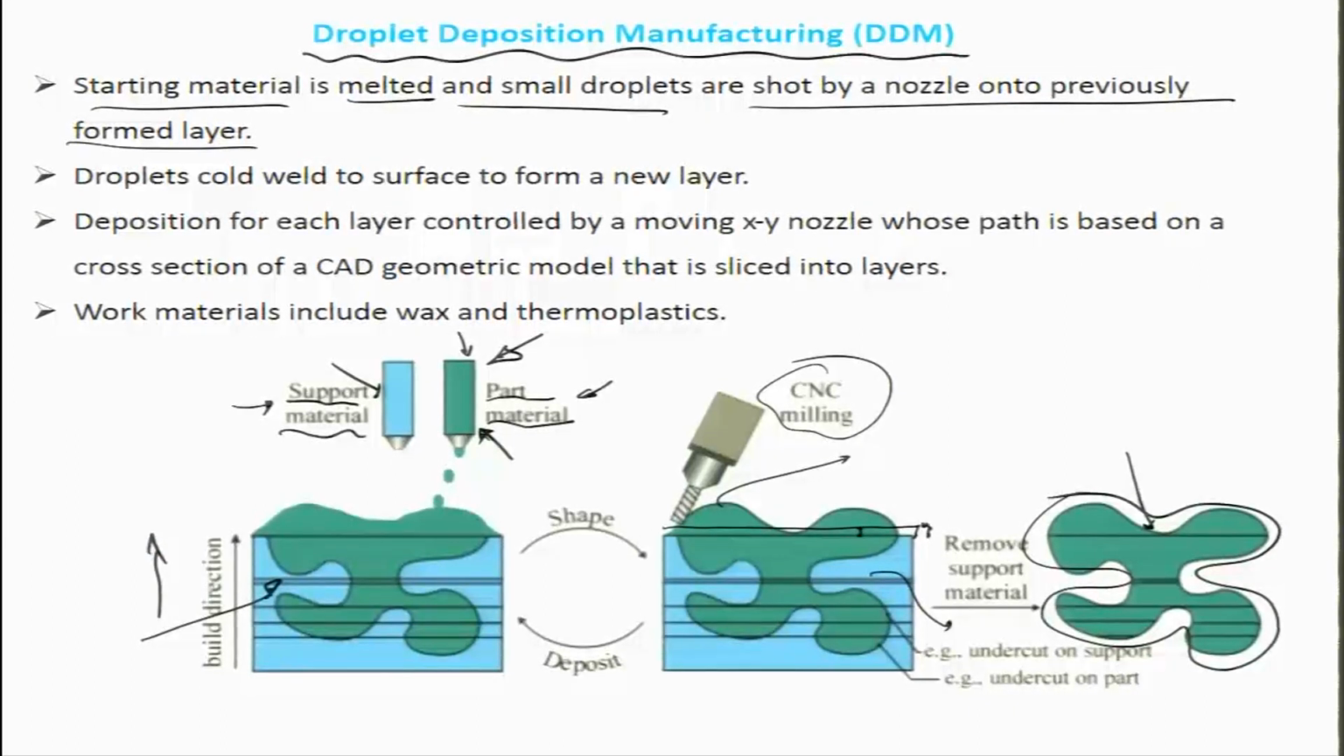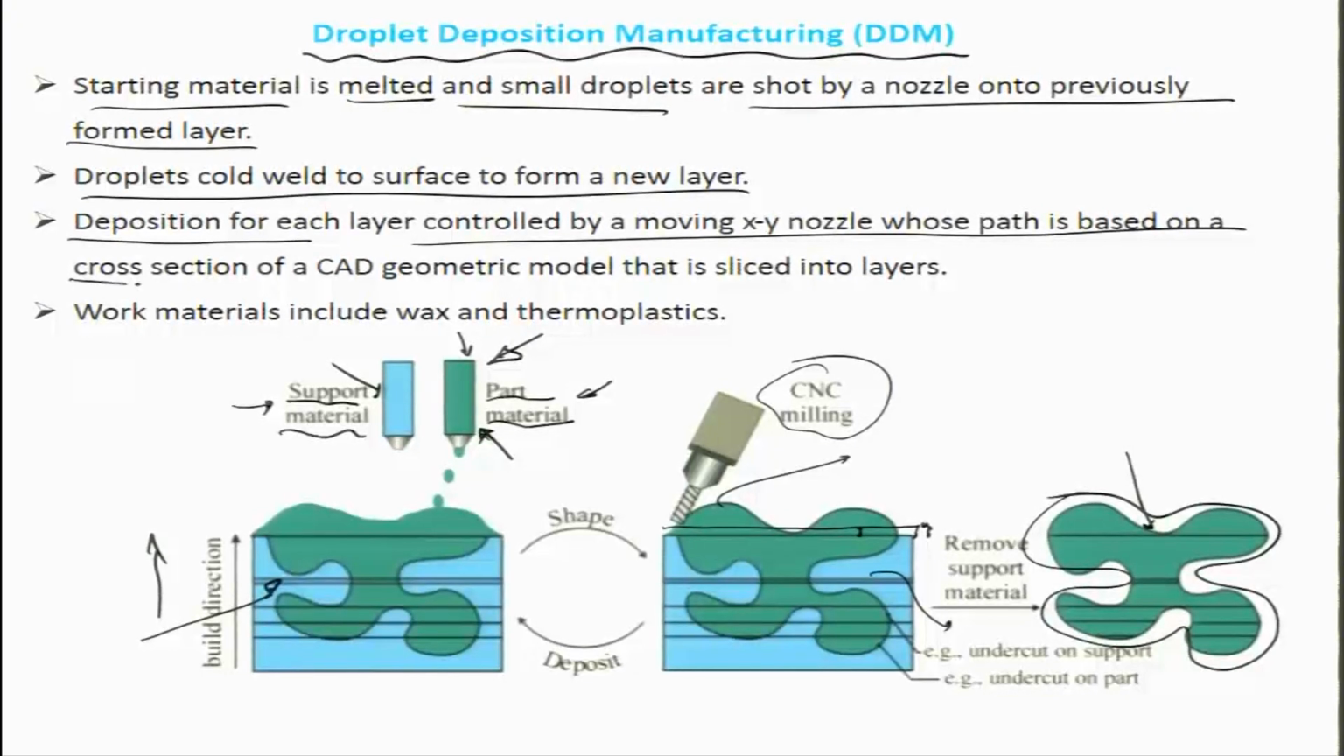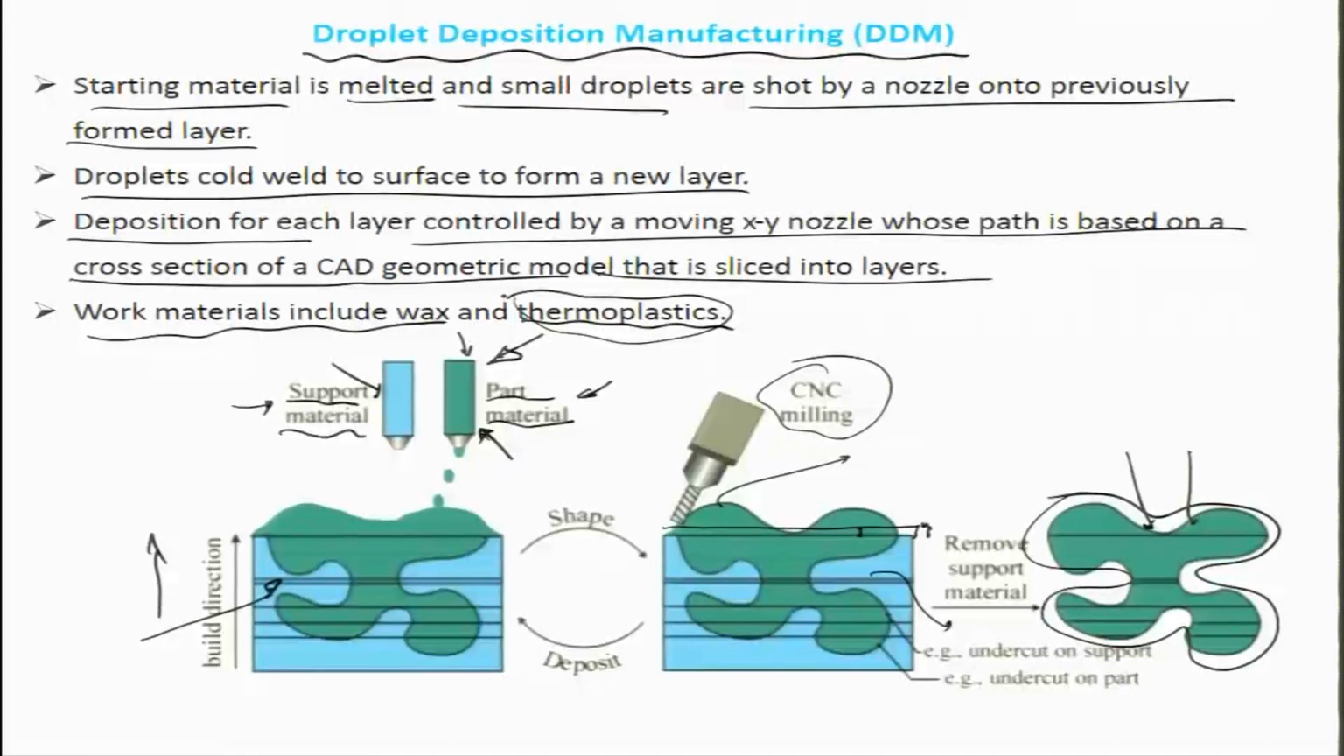So the various steps are: drops cold weld to the surface to form a new layer, depositing each layer controlled by an XY nozzle whose path is based on the slice plot, the cross section of a CAD geometric model that is sliced into layers. The work materials can be a support material, which is wax, and a thermoplastic, of which the final material would be built. Similarly, you can get rid of the wax and the independent part comes up out of this whole process.